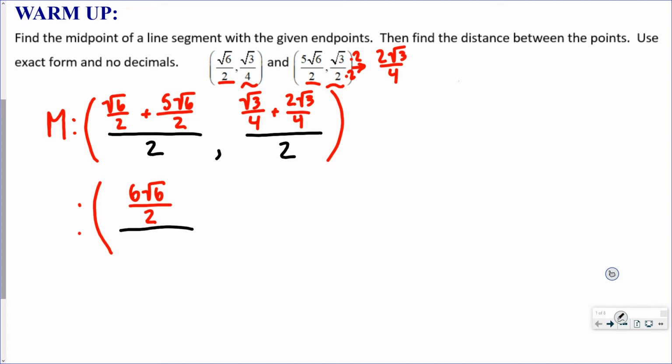This is still all over 2. I haven't done that yet. I would go ahead and reduce that to 3 root 6 over 2. That should have been the x coordinate of your midpoint. Exact form, no decimals.